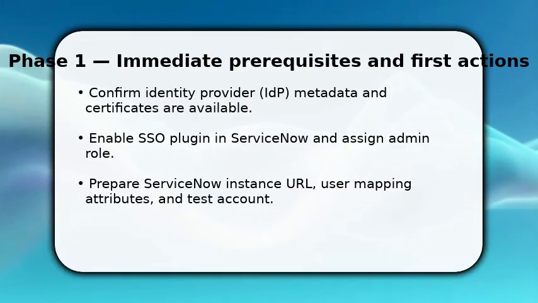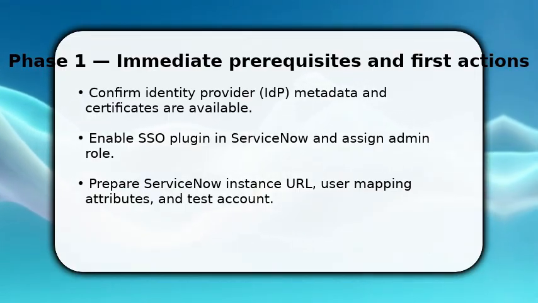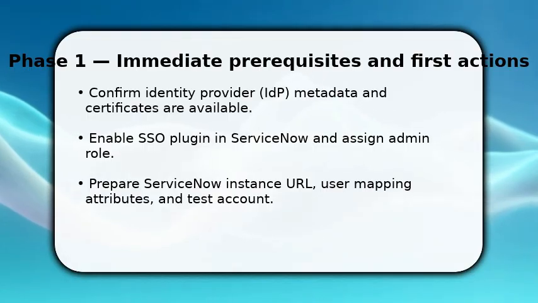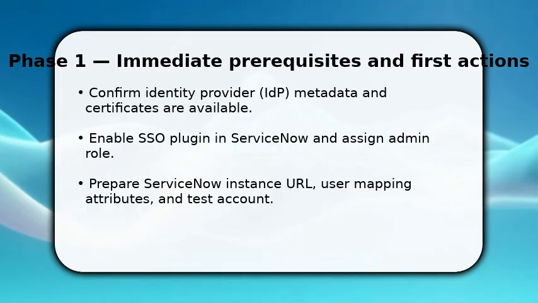You start by validating prerequisites: IDP metadata, certs, and a ServiceNow admin account. Log in as admin and enable the SSO plugin, then set your instance URL so the IDP can reach it. Export or copy the IDP metadata XML or URL and import it into ServiceNow now.